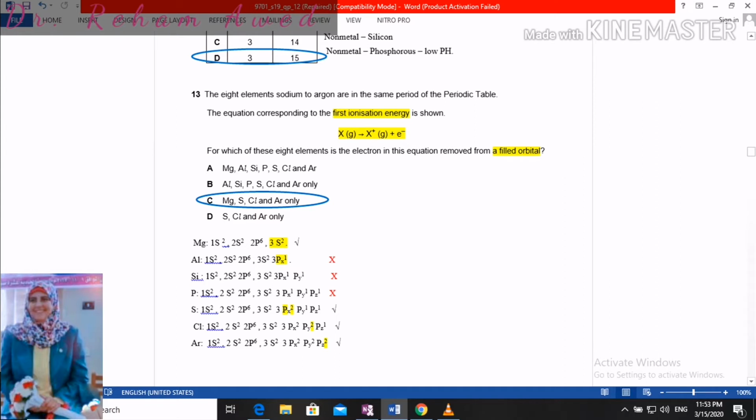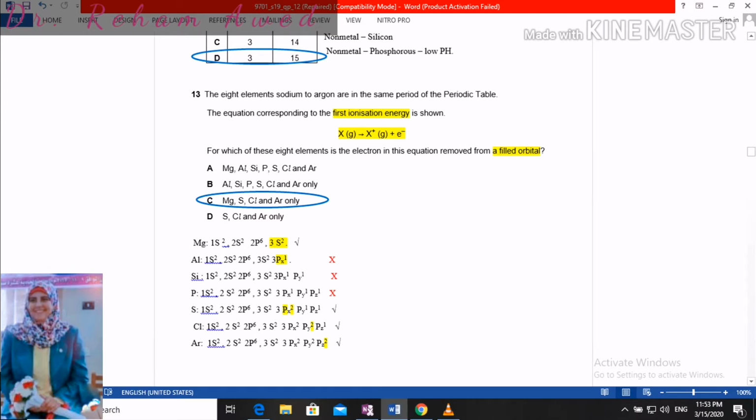Sulfur: 1s2 2s2 2p6, 3s2, 3px2, 3py1, 3pz1. The px orbital is completely filled, so removing any electron will be from the px2 orbital. It is our correct choice.